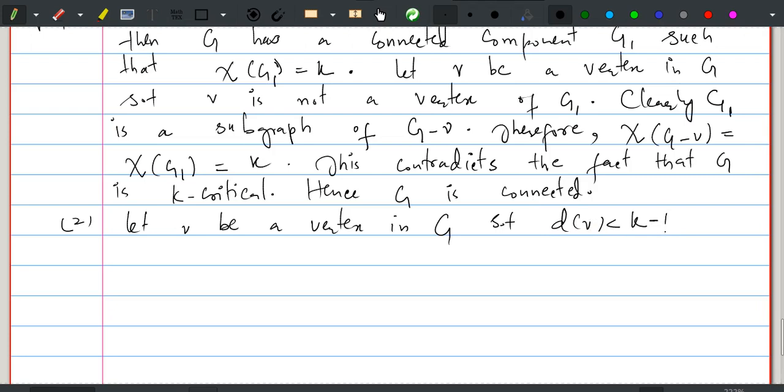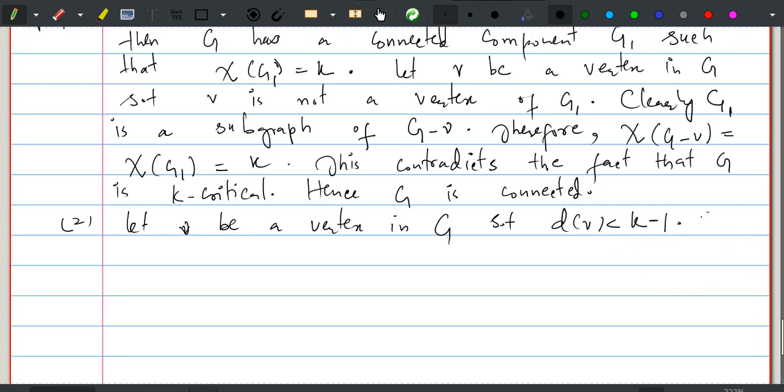So what do we have to prove? We have to prove every vertex v has degree at least k minus 1. I mean, it is either k minus 1 or bigger than k minus 1. Now we have assumed here, on a contrary basis, that there is a vertex v in G whose degree is less than k minus 1. Now let us see what we will end up with.